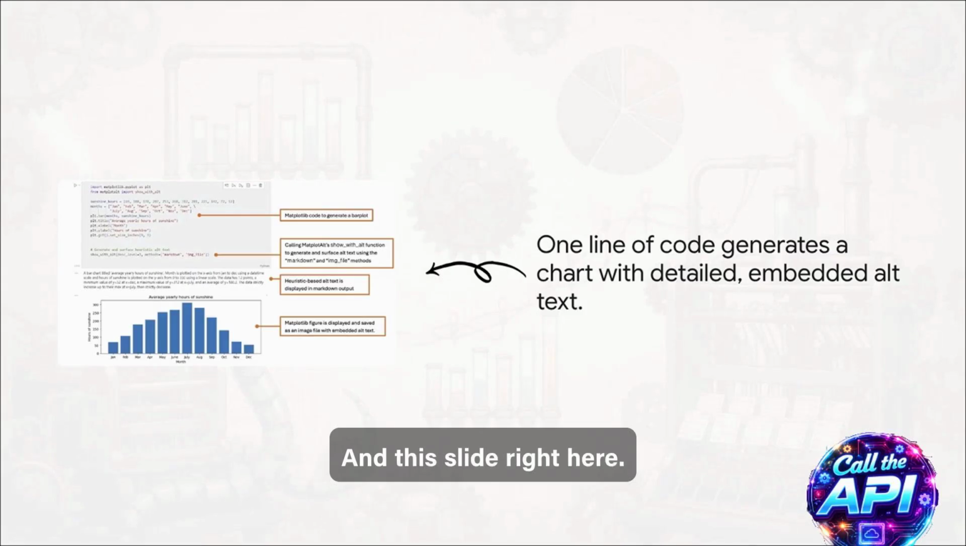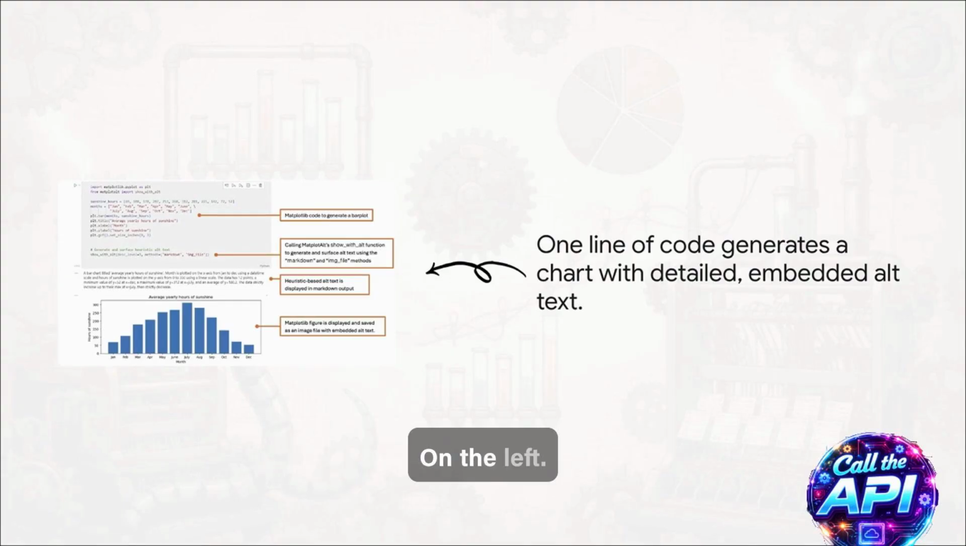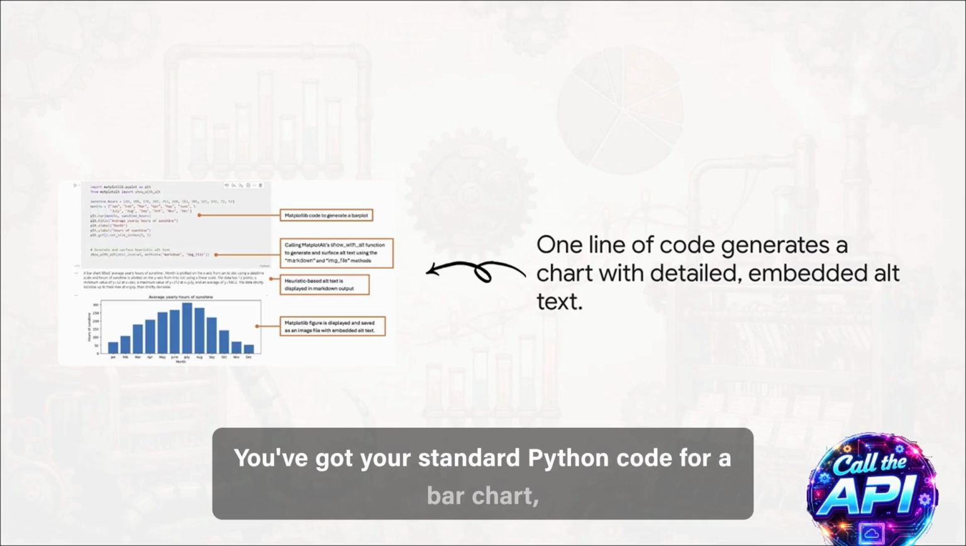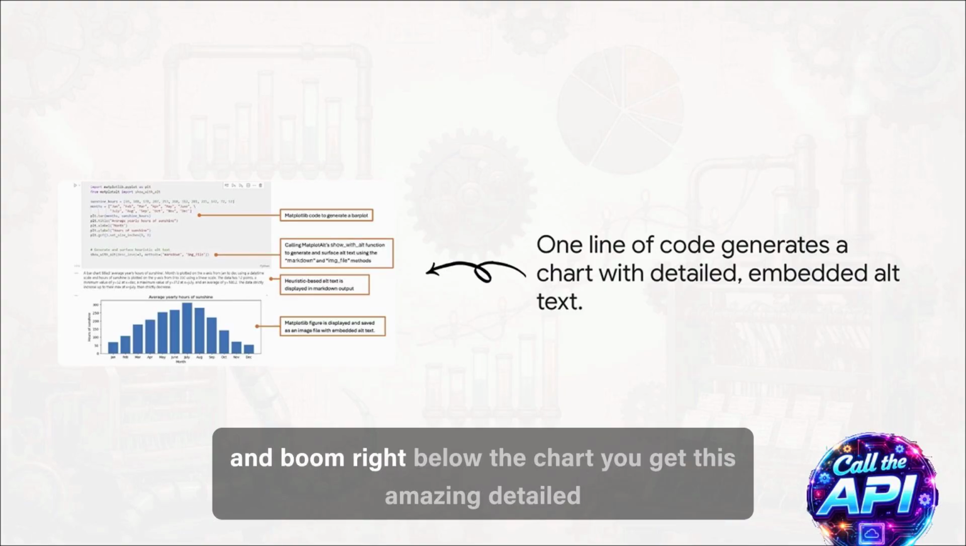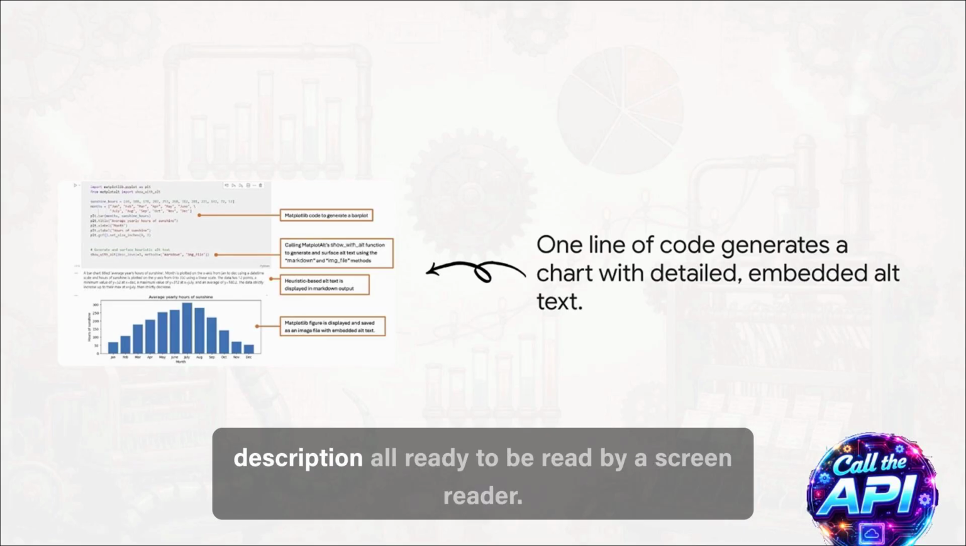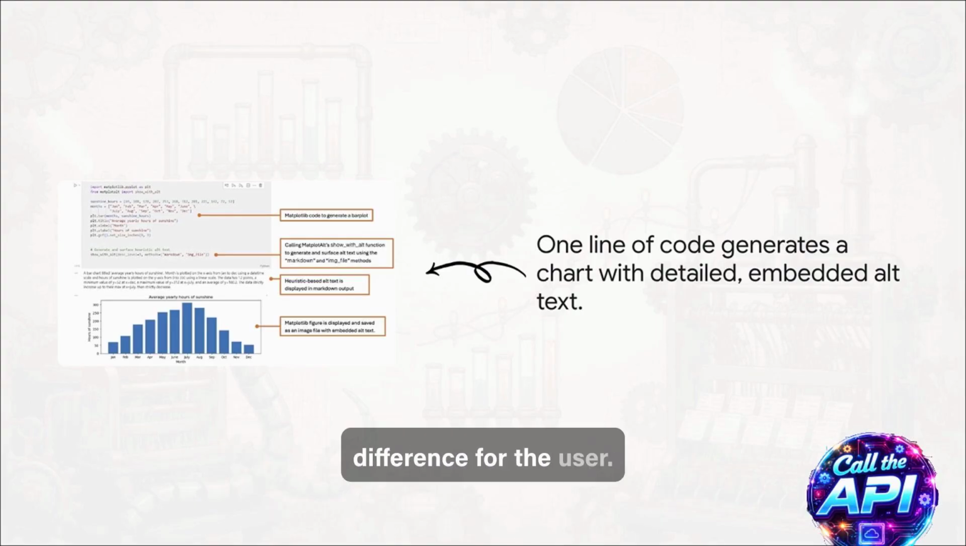And this slide right here, this is the aha moment. Just look at how simple this is. On the left, you've got your standard Python code for a bar chart, but look closely. Instead of the usual plt.show, the developer just swapped it for show_with_alt. And boom, right below the chart, you get this amazing detailed description, all ready to be read by a screen reader. It's a tiny change for the developer, but a world of difference for the user.